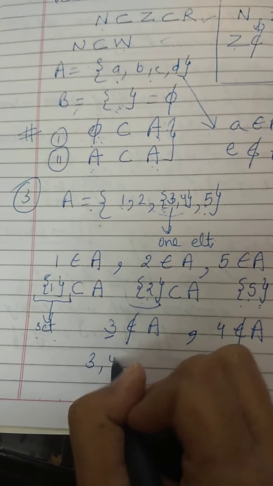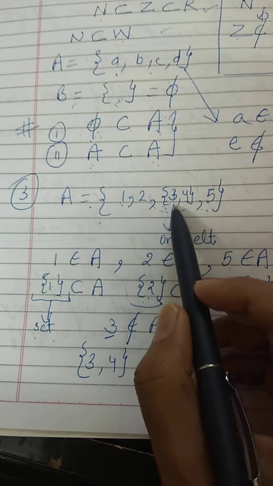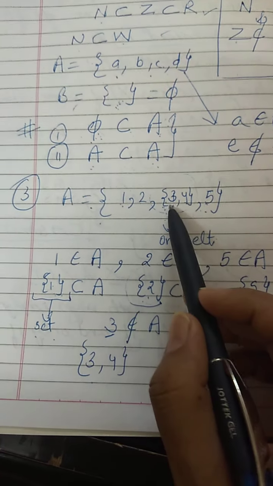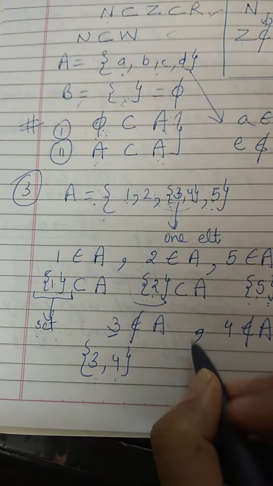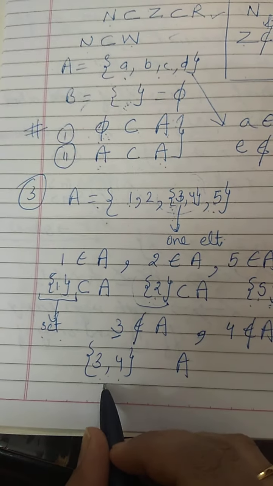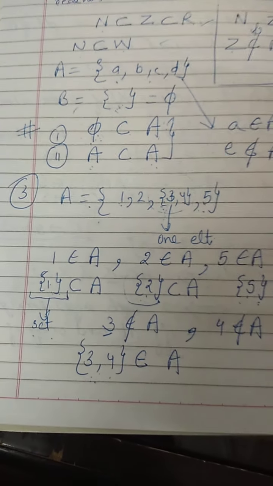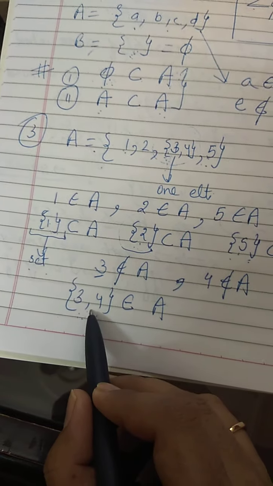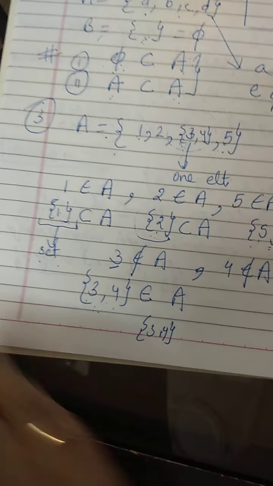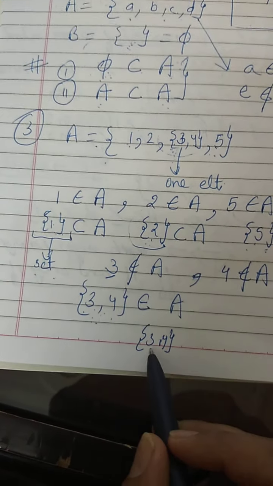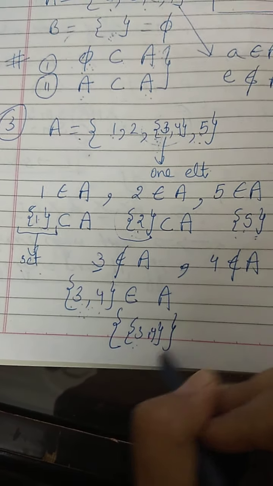But when I am writing this 3 and 4, because these two numbers have come together within curly braces, this {3, 4} within curly braces is an element of A. So what will be the relationship here? {3, 4} within curly braces is already given here, so this is an element of A, right? And how will it become a set? When I write down this element 3, 4, when I am talking about this, it is an element. When I write down this element within curly braces, now it has become a set.